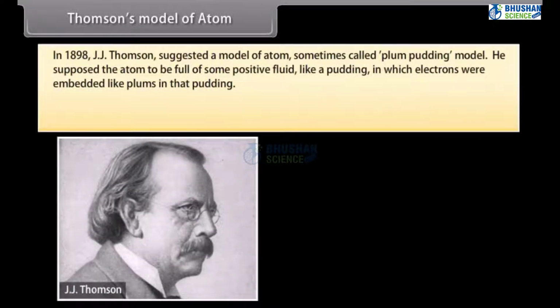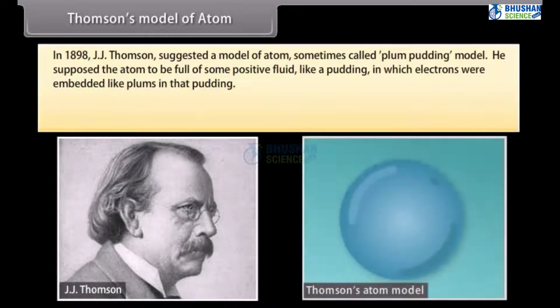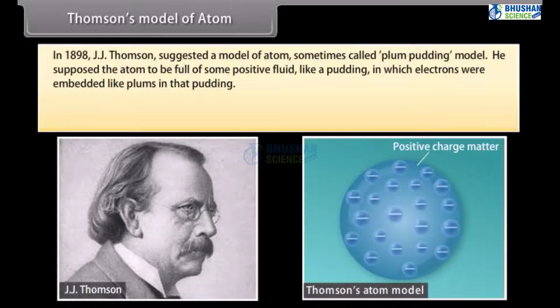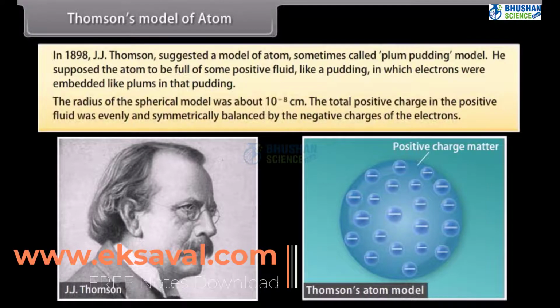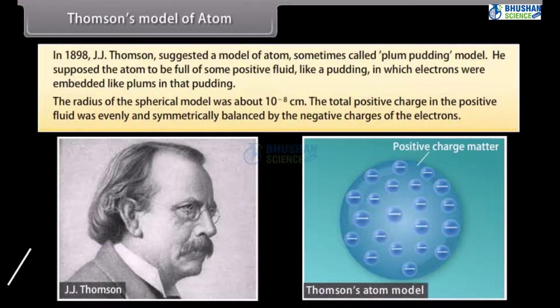Thomson's model of atom. In 1898, J.J. Thomson suggested a model of atom, sometimes called plum pudding model. He supposed the atom to be full of some positive fluid, like a pudding, in which electrons were embedded like plums in that pudding. The radius of this spherical model was about 10 raised to the power -8 centimeter. The total positive charge in the positive fluid was evenly and symmetrically balanced by the negative charges of the electrons. But this model was discarded because it failed to satisfy the result of the experiments performed by Rutherford.